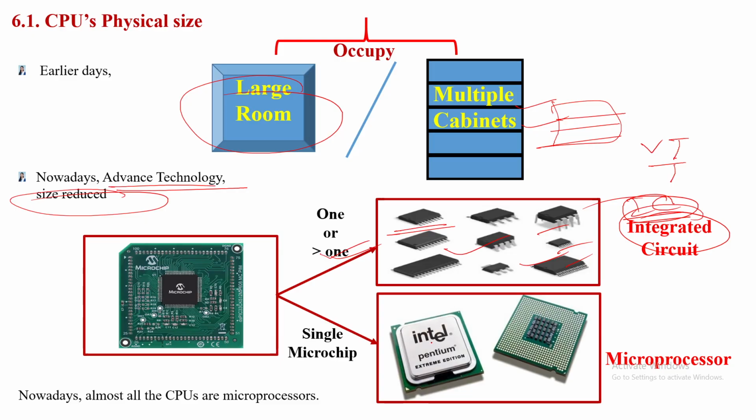Then afterwards it came to the microprocessor. After integrated circuits, in the fourth generation the microprocessor came. The microprocessor is a single microchip. So nowadays in every computer system we are using only the microprocessor.